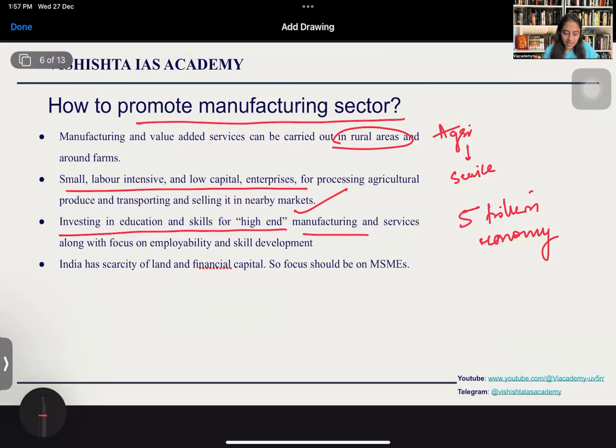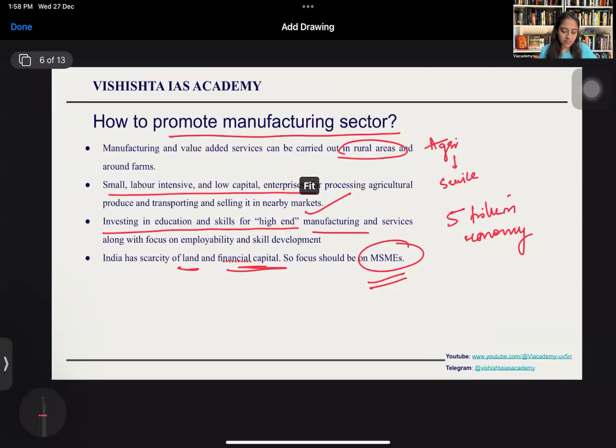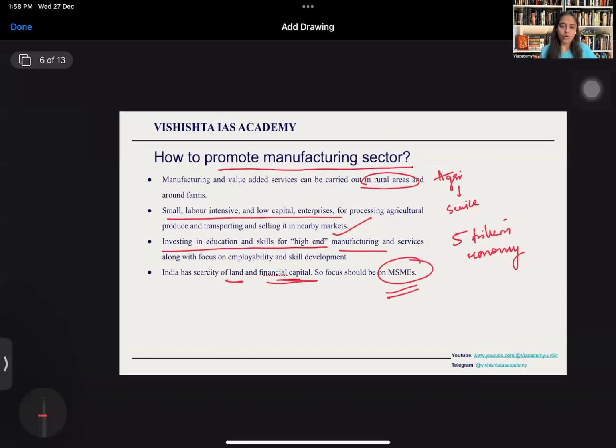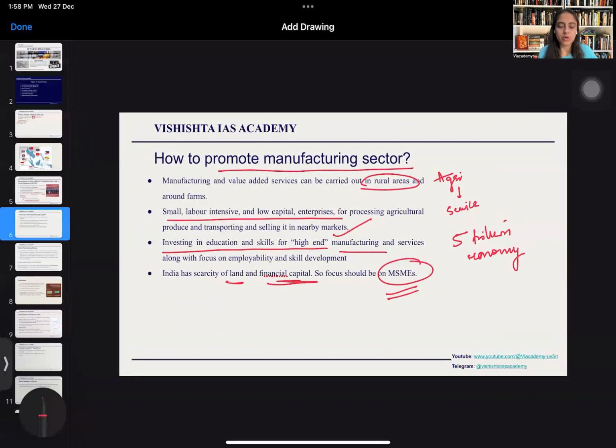And you should also know that India has a scarcity of land and financial capital. So focus should be on MSMEs because large industries will require a large amount of land, a large amount of capital, and since in India the per capita income is not that high, we should focus on MSMEs. And if we do that, our manufacturing sector will take a boost. Even today, MSMEs form a major chunk of economic contribution towards the manufacturing sector. So these are some of the points that you can note down for mains, especially.